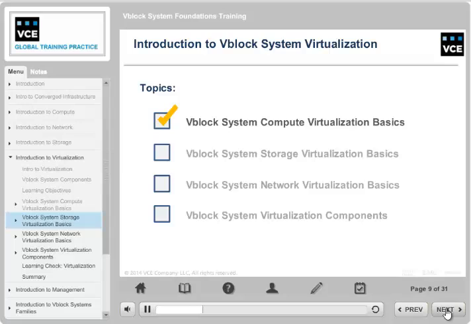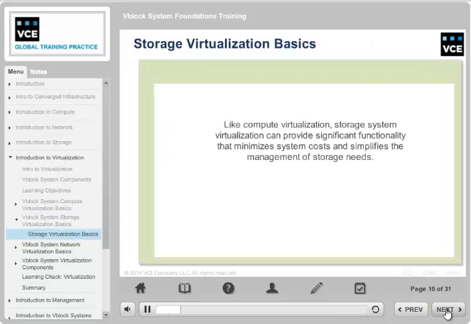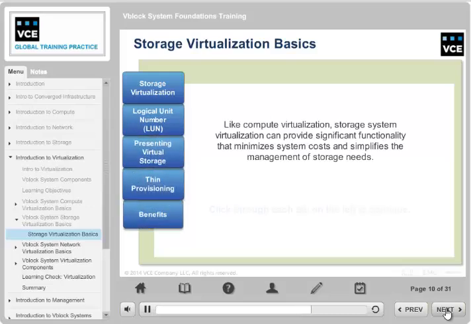So far we've focused on compute virtualization. In this section, you will learn about the basics of storage virtualization. Like compute virtualization, storage virtualization can provide significant functionality that minimizes system costs and simplifies the process of managing storage needs. Click on and review the contents of each box to the left to learn more about storage virtualization concepts.